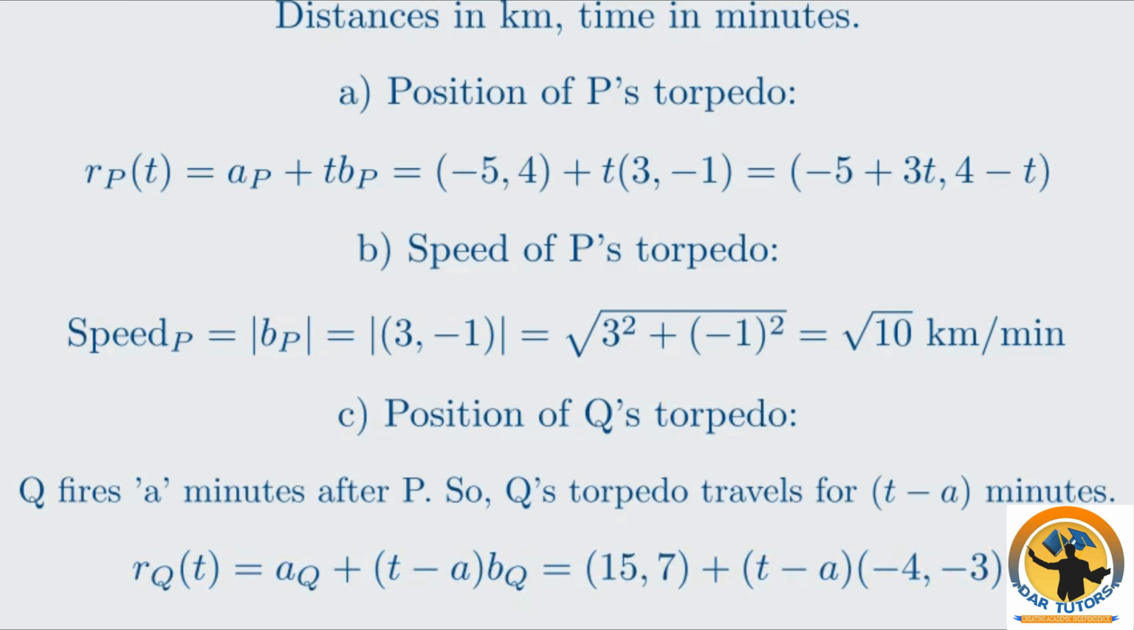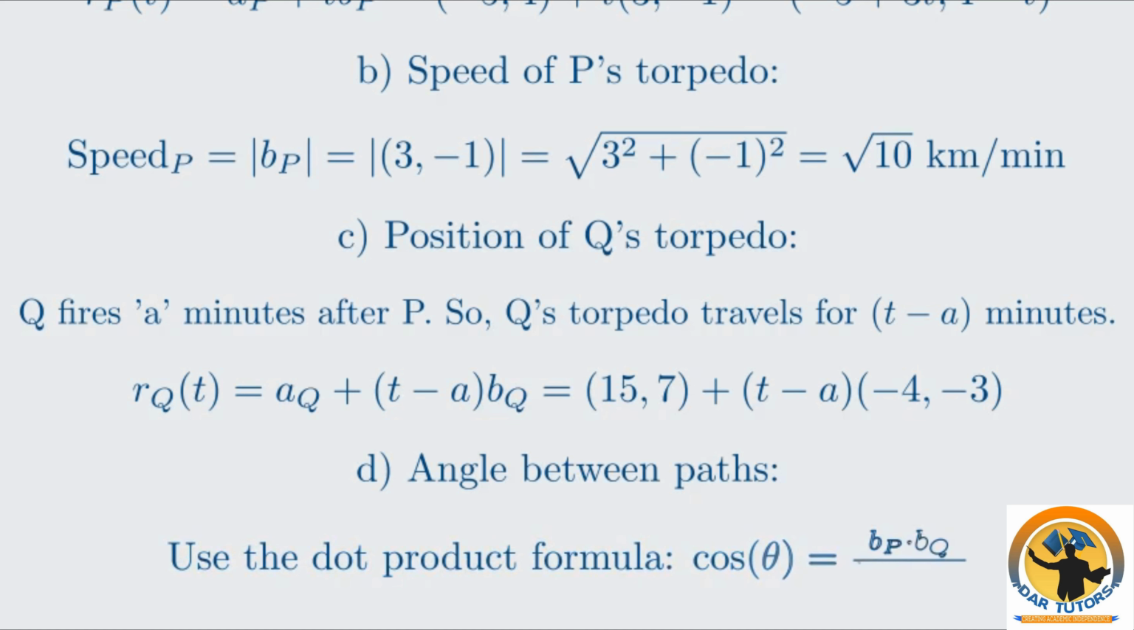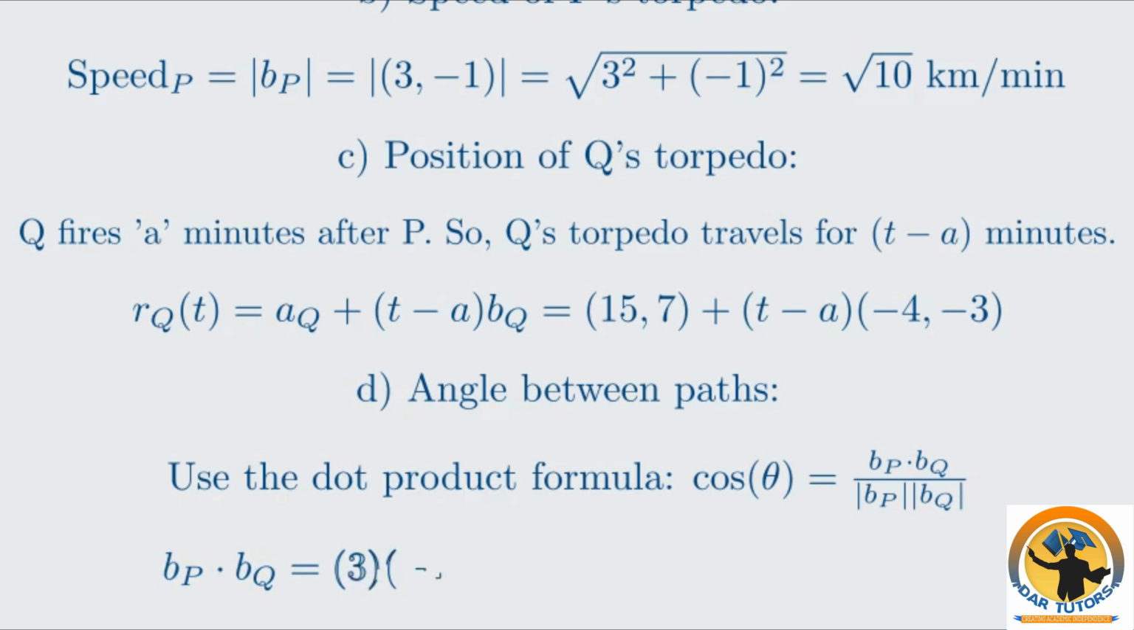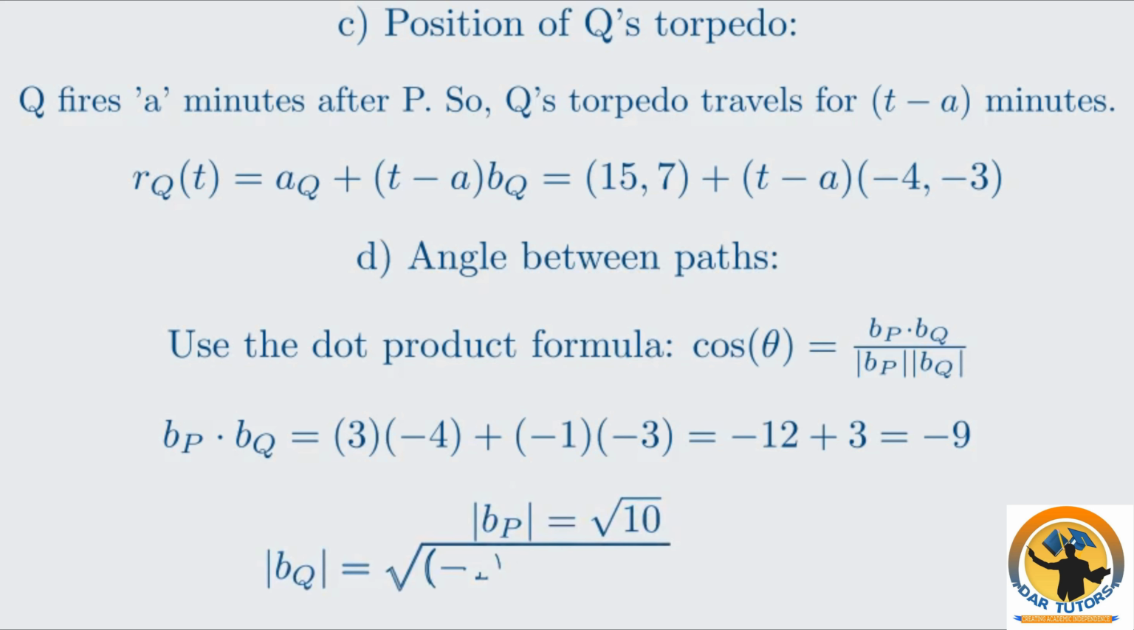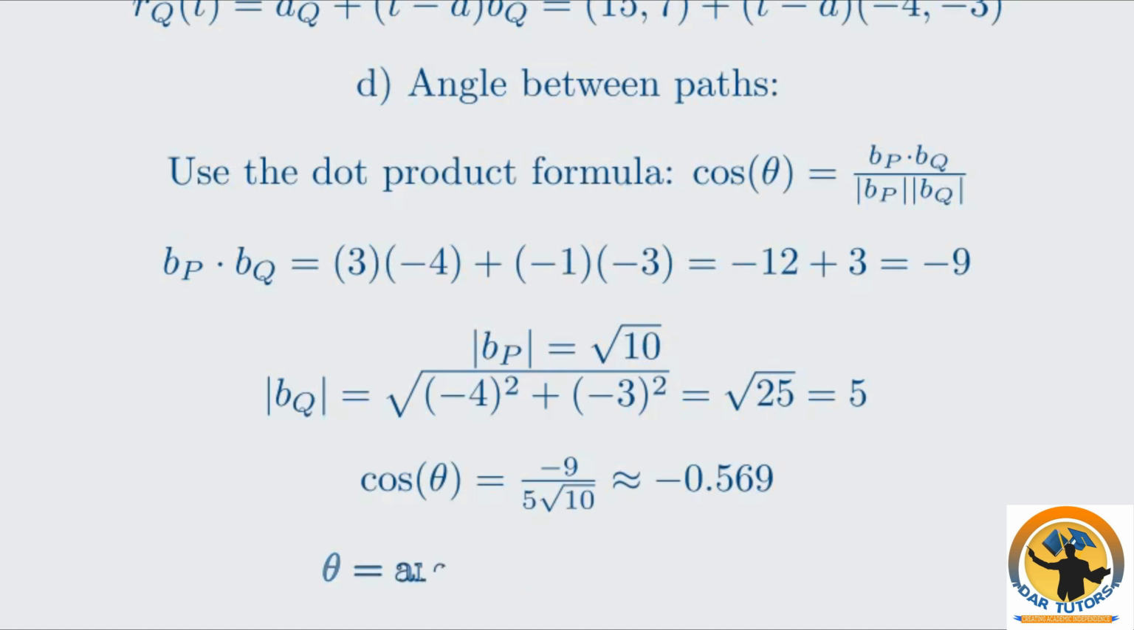Next, the angle between their paths. The angle between the paths is the angle between their velocity vectors. We can find this using the dot product formula. The cosine of the angle theta equals the dot product of the vectors divided by the product of their magnitudes. The dot product of b_P and b_Q is -9. The magnitude of b_P is the square root of 10, and the magnitude of b_Q is 5. So the cosine of theta is -9/(5 times the square root of 10). Taking the inverse cosine, we find the angle is approximately 124.7 degrees.